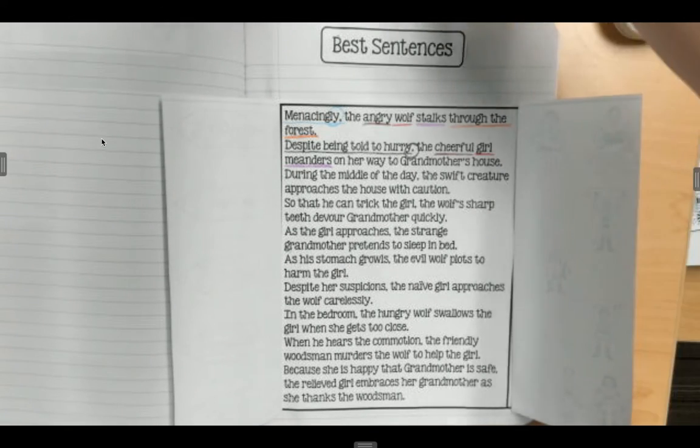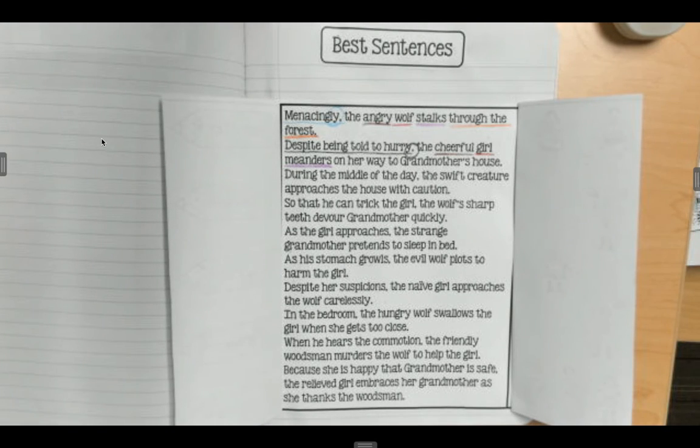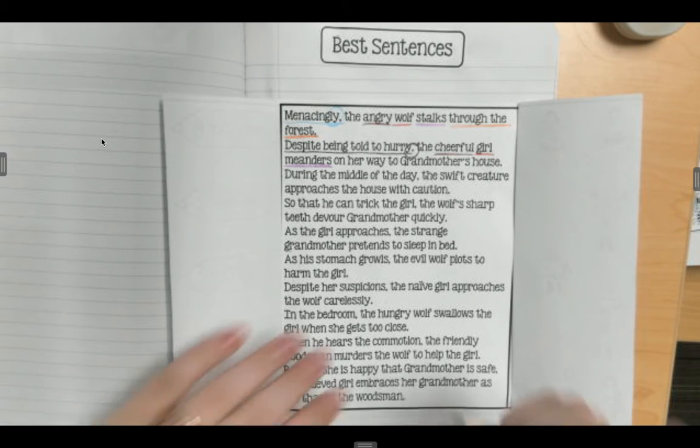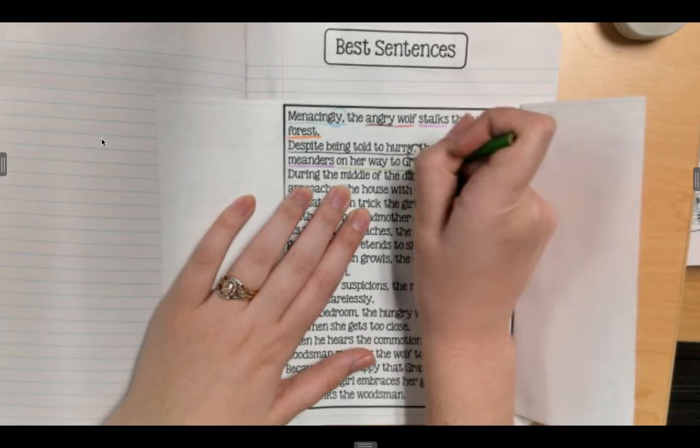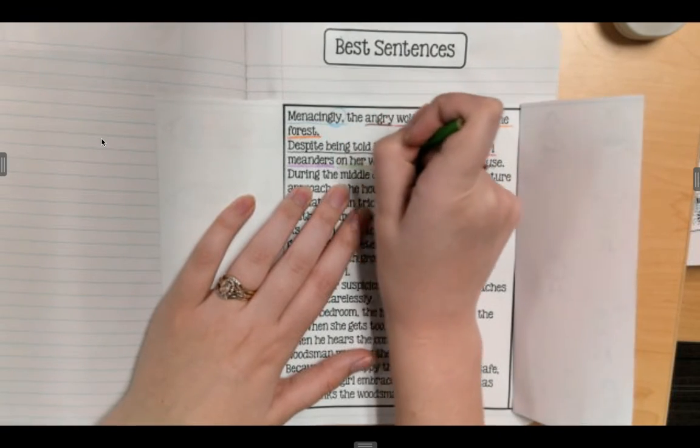So the next part of the sentence, on her way to grandmother's house. If you need to flip back to your building action parts, you may. On her way to grandmother's house would be a when action part, a when. So we underline in green.